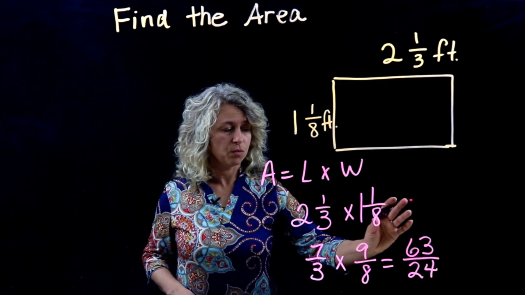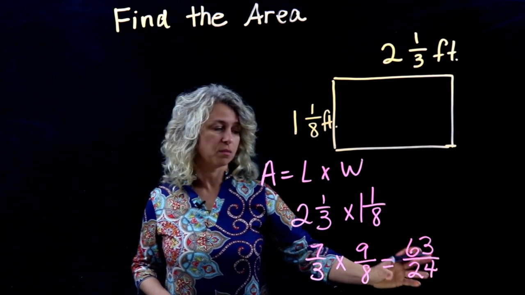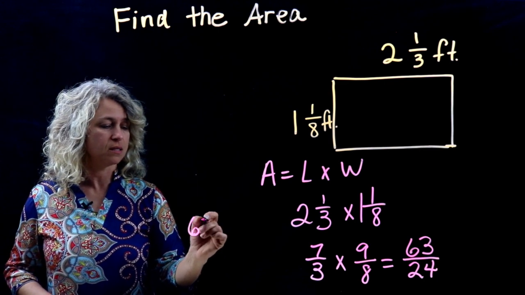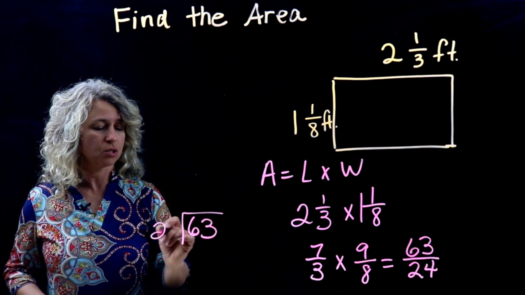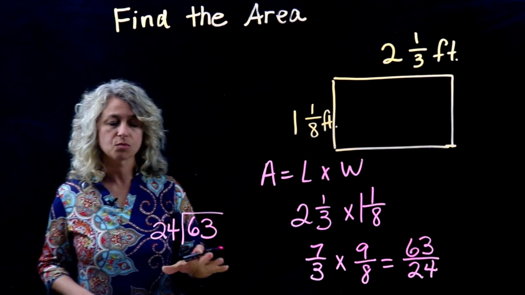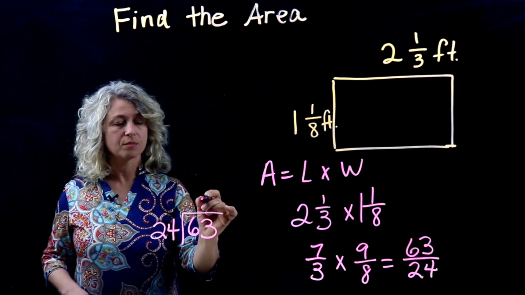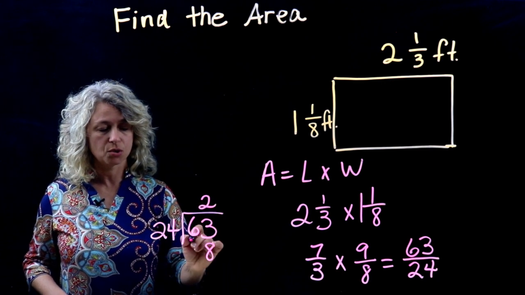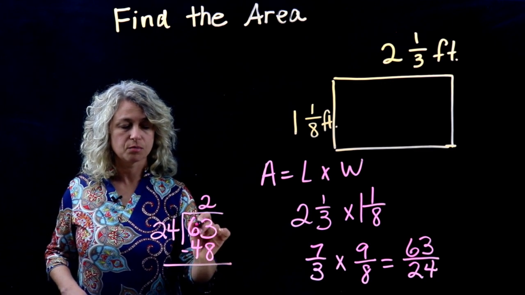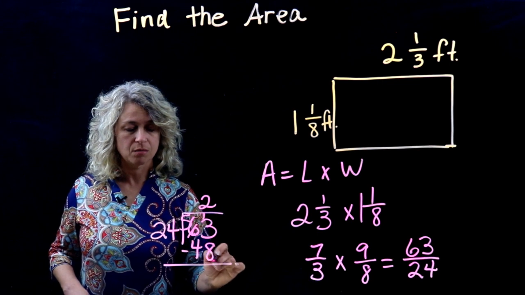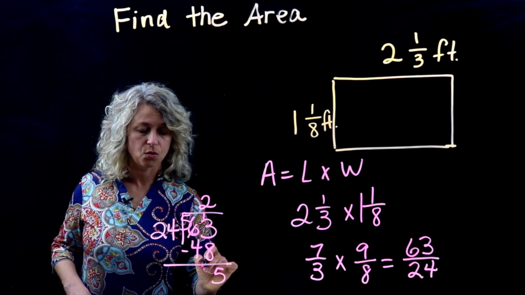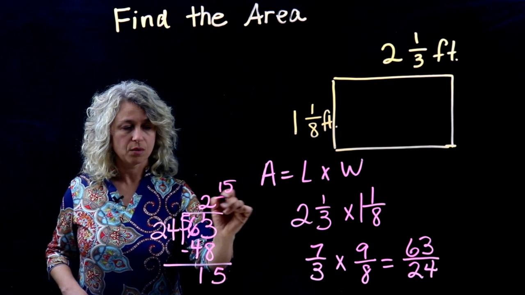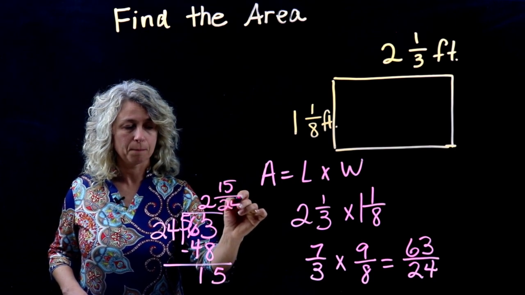Again, we will change this back to a mixed number. All right, so I'm going to move over here. I'll have a little bit more space. 63 divided by 24. How many times will it fit in there? 2 times. 2 times 4 is 8 and 2 times 2 is 4. And subtract. 13 minus 8 is 5. 5 minus 4 is 1. So here's your numerator and here's your denominator.